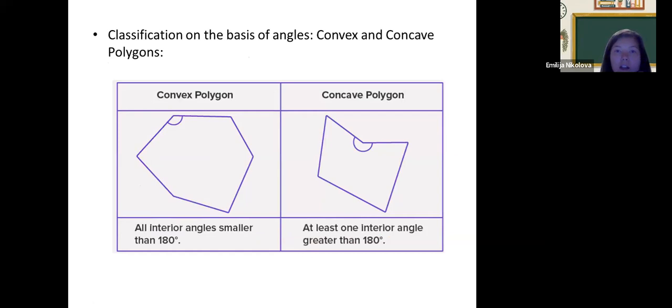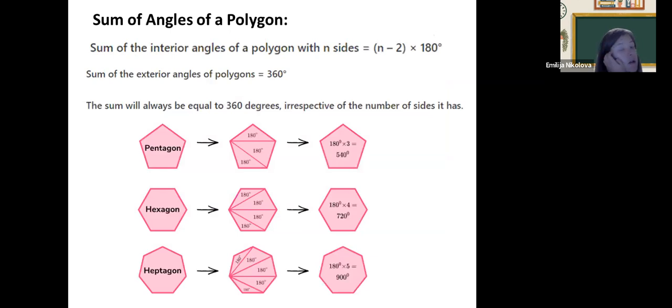So we have the classification on the basis of the angles. That was on the basis of the sides. We have convex and concave polygons. In a convex polygon, all interior angles are smaller than 180 degrees. So all the angles inside are smaller than 180 degrees, each of them. And in a concave polygon, at least one interior angle is greater than 180 degrees. So this angle is greater than 180. So that's the difference.